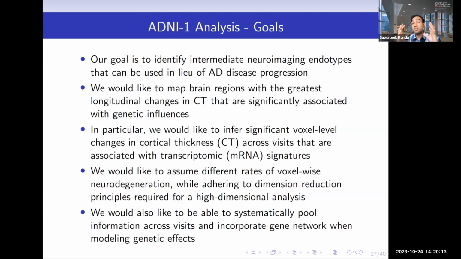That is our image. And those maps are sparse, by the way, because only certain parts of the brain contain the cortex. Everything else is a zero. So it's a very interesting imaging object that's sparse, but also spatially dependent. And we want to regress that on mRNA signatures, which are the gene expression levels.